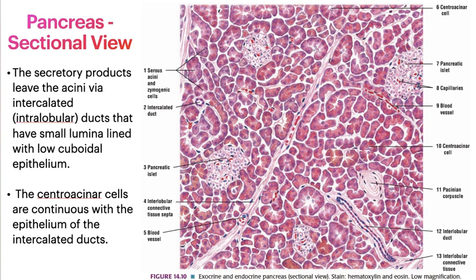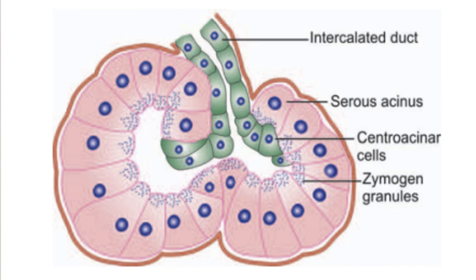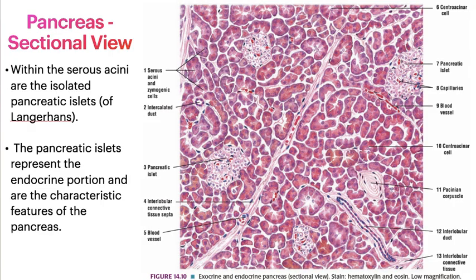So I'd like to show you this. Can you see this? This is one particular serous acinus. We have the zymogen cells. Can you see the pyramidal zymogen cells at the lumen? And then the intercalated duct is continuous with the centroacinar cells over here.